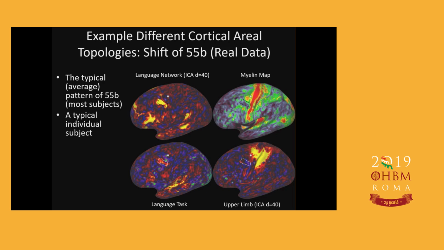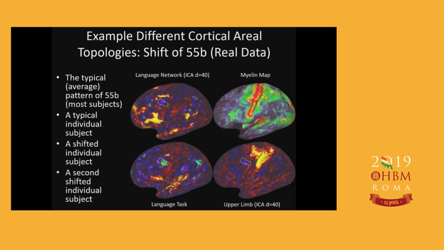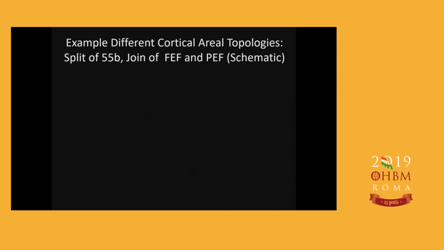So a typical subject looks a little noisier, but still it's a very similar pattern, has all of those features. But in this shifted subject, you can see that the functional connectivity and the task activity are now sort of pointing up to this white dot. There's high myelin here in the group location, and so this is an example of the shifted pattern. Here's another example of the shifted pattern. Same thing, we're sort of pointing up towards this white dot here.